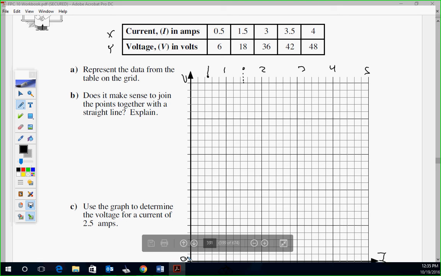So our first point will be right here. What do I want to go up by? The top value is 48, so I want to go by 2s, because there's 24 squares. So I'm going to go by 2s all the way up. So 0.5 would be right here. I'm going 2, 4, 6. My first dot's right there.